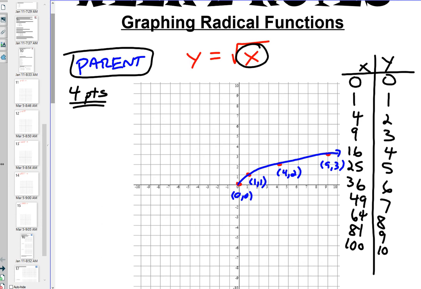So think of these as starting points. Because now what's going to happen is we're going to put some numbers around the x. The x is the input. Those numbers will affect the appearance of what this would look like if I was only taking the square root of the x. Depending on what numbers I put around, I can stretch it, compress it, flip it, and slide it.